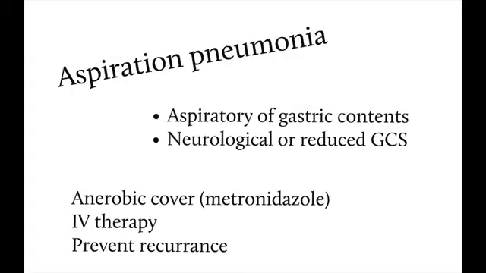And if you do get aspiration pneumonia, we need to cover for the anaerobes, and one of the things we can do with that is give them some metronidazole. That works quite well. You want to give them IV therapy, and you want to prevent the recurrence. So you want to think about why they had an aspiration pneumonia. If it was a one-off event, like they had an epileptic fit, for example, you want to prevent those epileptic fits and avoid aspiration pneumonia.